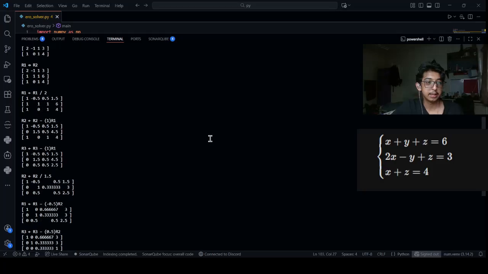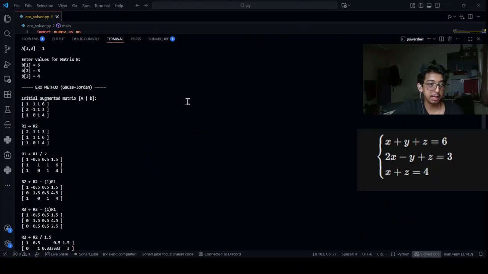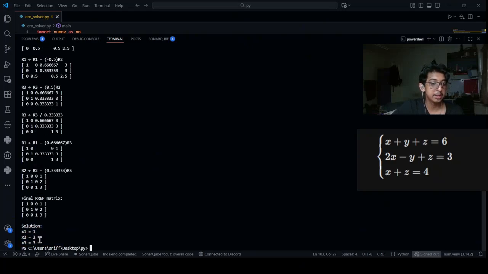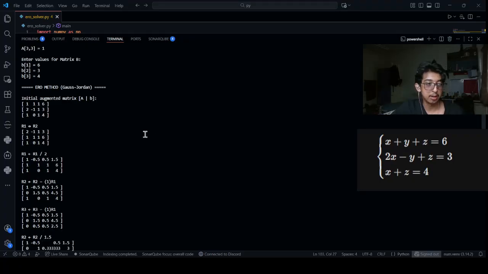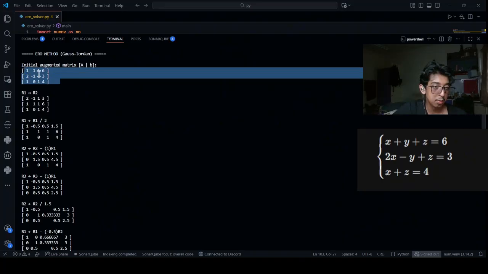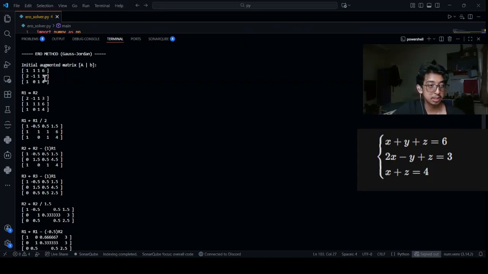Now it shows us all the steps, and the final one will show the solution, which is 1, 2, and 3. How this works is, first of all, it puts everything in augmented matrix shape, which is A and B here. B is the answer. As we can see here, this is the initial shape of the augmented matrix: 1, 1, 1, 6; 2, negative 1, 1, 3; 1, 0, 1, 4.